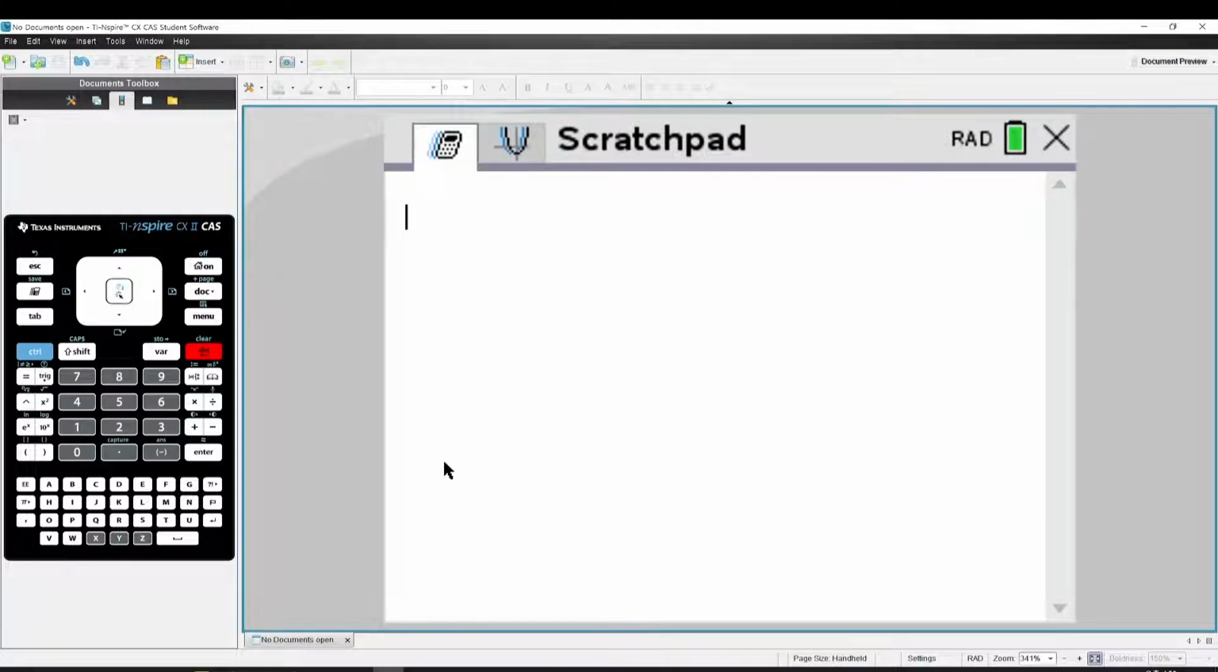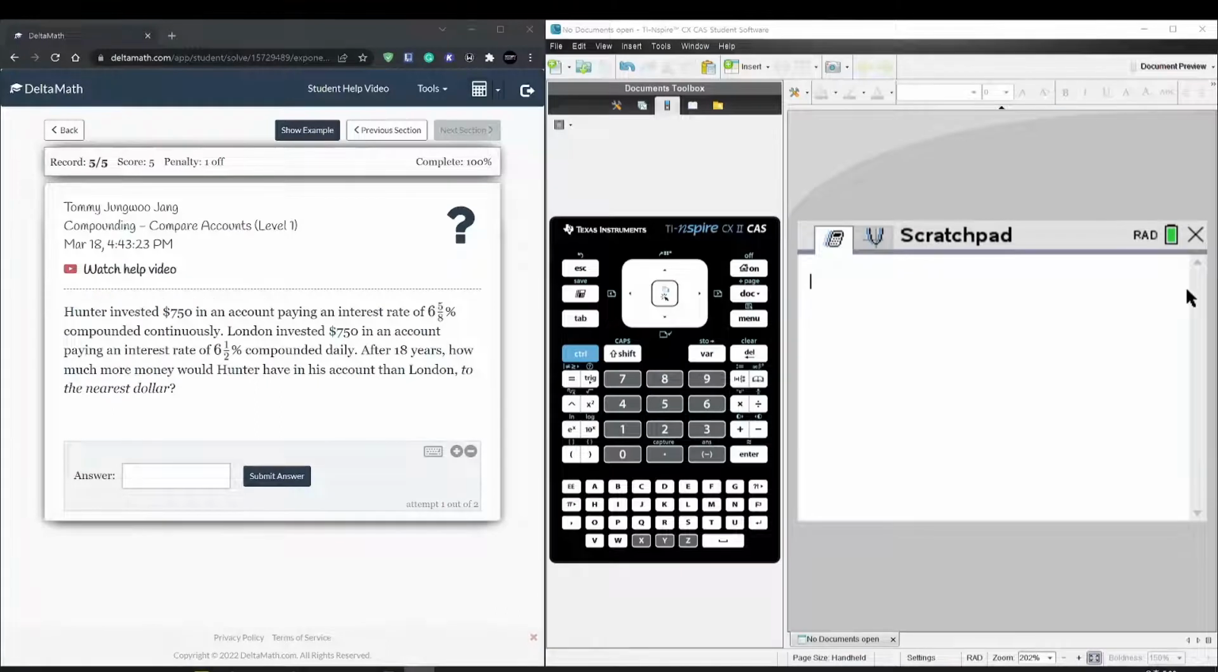We'll take a look at a practice problem. This is a nice little Algebra 2 level practice problem from Delta Math. It's about compound interest. Assuming we all know how to solve this problem, we'll go ahead and solve it using a calculator. So let's say Hunter invested $750 in an account paying an interest of 6 and 5/8% compounded continuously.